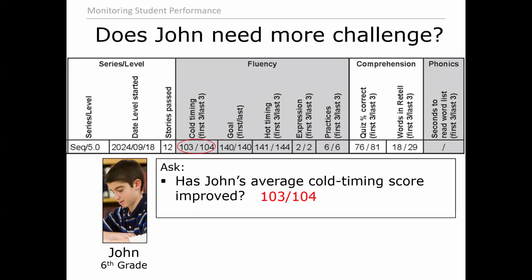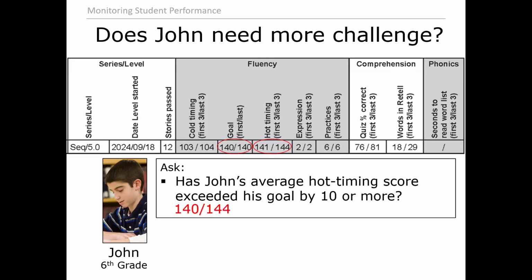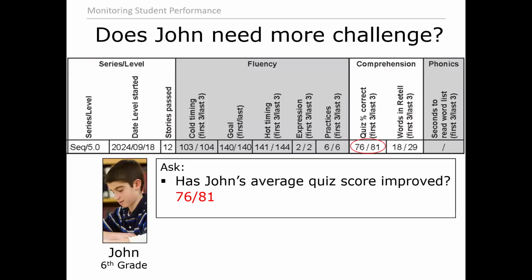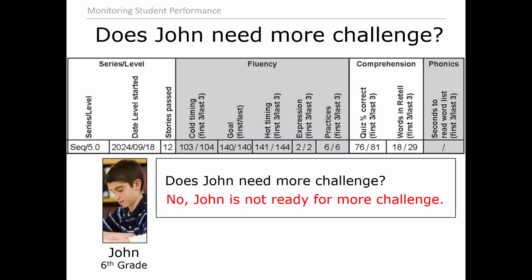So in this case, John's made a tiny bit of progress in cold timing and hot timing. Statistically, like a 1% increase. So it's not much. We're not real pleased with it. The difference between goal and hot timing is a single digit. His quiz has gone up a little bit and his practices have remained the same. He's not ready for more of a challenge.